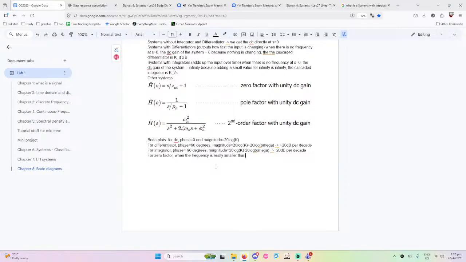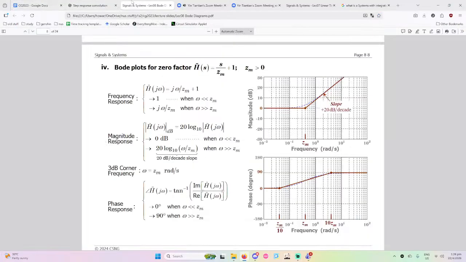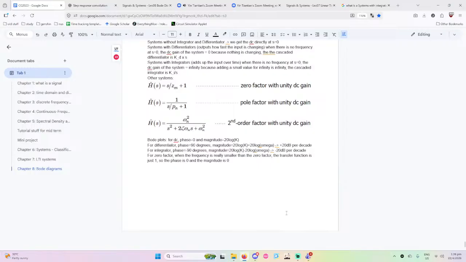Now let's consider the second case. What will happen if omega is much larger than Zm? If omega is much larger than Zm, the magnitude of the first term will be much larger than 1. In this case, the frequency response can be approximated as j omega divided by Zm. Is it correct?